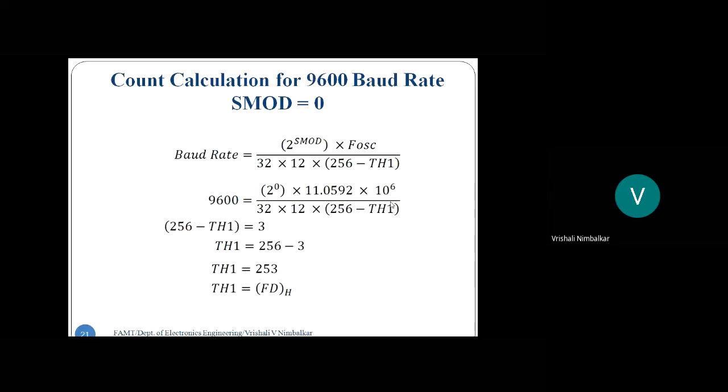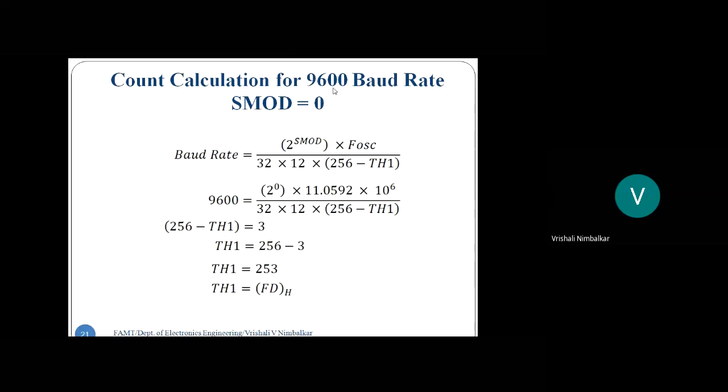What are we doing? We are finding the count that is to be loaded in TH1. So what does TH1 come to? 253. That is FD hex, converting it into hexadecimal. So FD is the count that is to be loaded in the TH1 register. Timer 1, mode 2. Okay, so this count will generate one square wave. And with respect to that square wave, that will give you a baud rate. So with respect to that square wave, at 9600 baud rate, the bits will be received by the microcontroller. Okay, students. So that is the baud rate calculation.